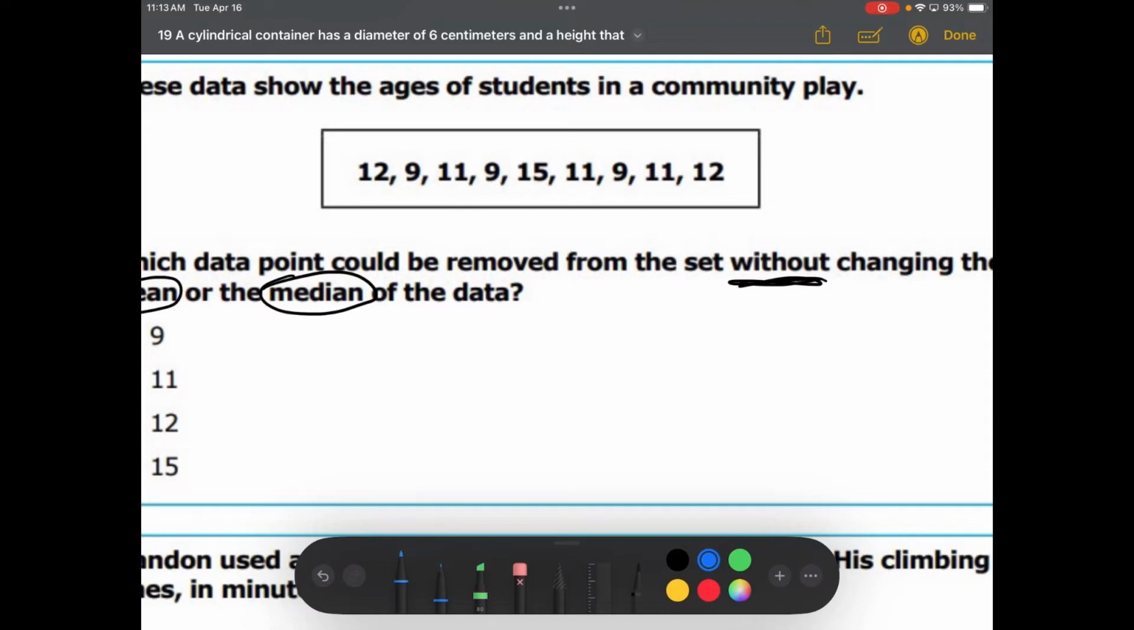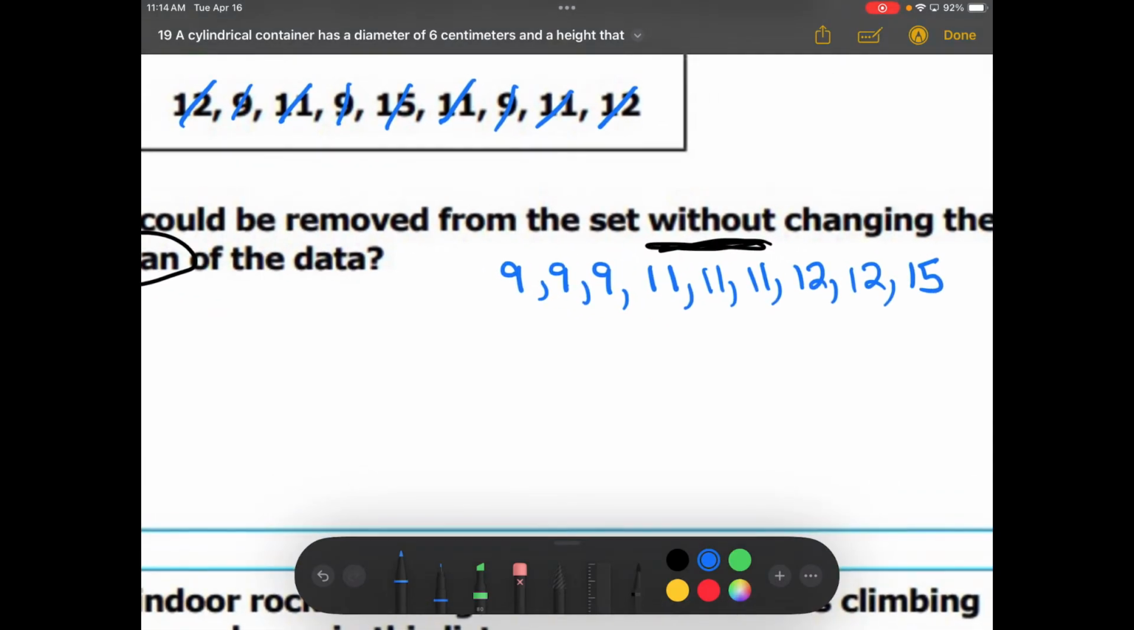Let's put these in order. We have 3 9s. So I'm going to put 9, comma 9, comma 9. And then we have 3 11s. 11, 11, 11. And then we have 2 12s and a 15. Now they're in order. So first, let's start with the median.